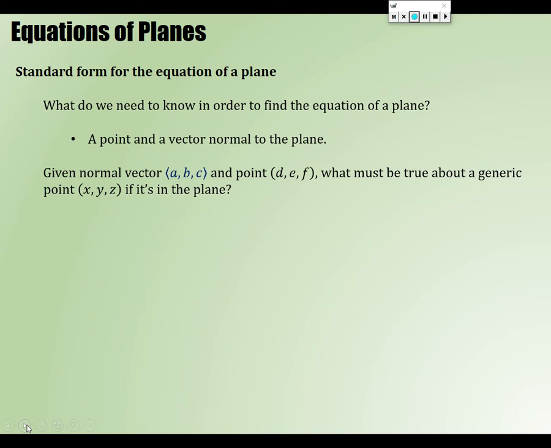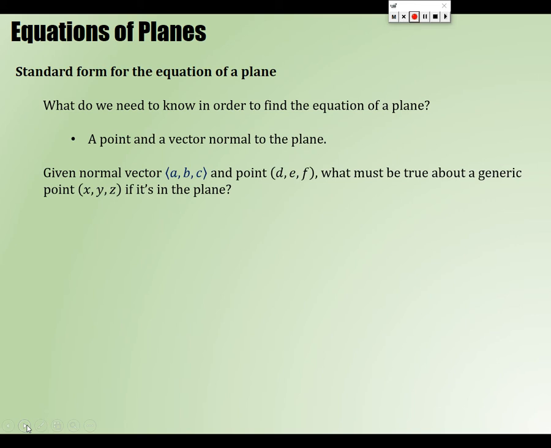All right, so what must be true about a generic point if it's going to be in the plane? Well, first of all, here's what I'd like to do with this generic point. I'd like to build a vector from the point that was given. Keep in mind that these 6 letters, A, B, C, D, E, F, are all letters that are given to you, handed to you, say, in the problem.